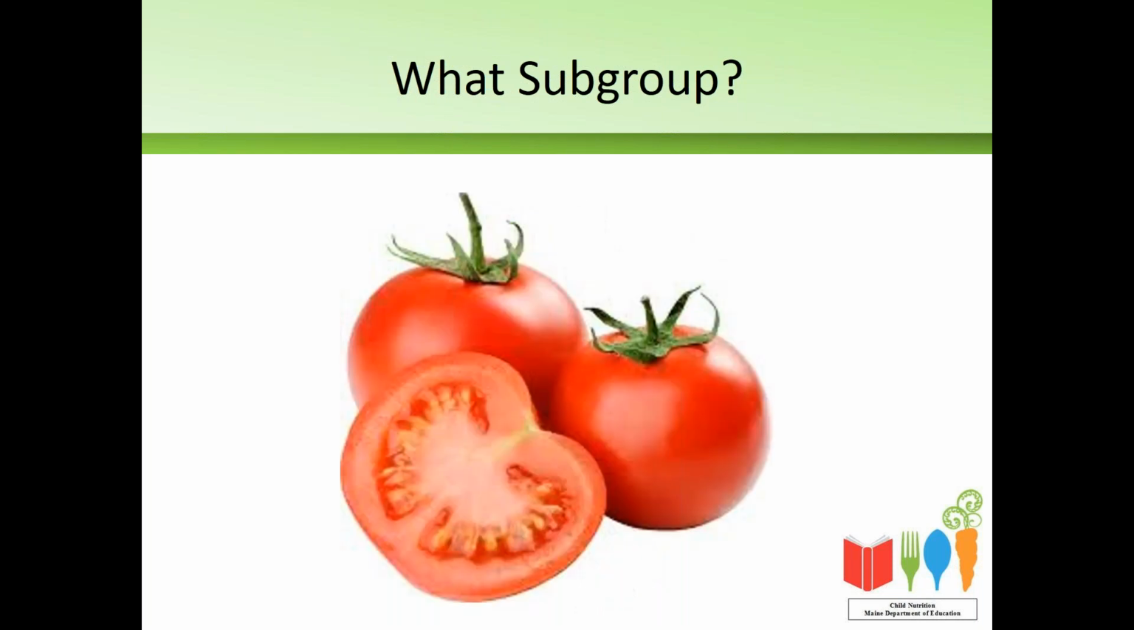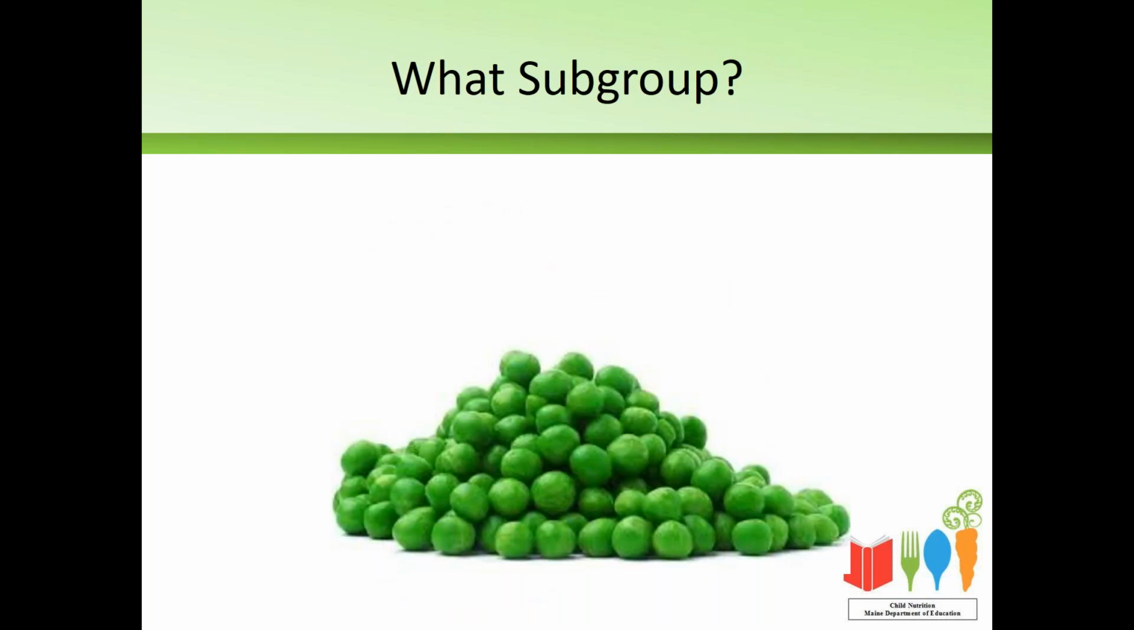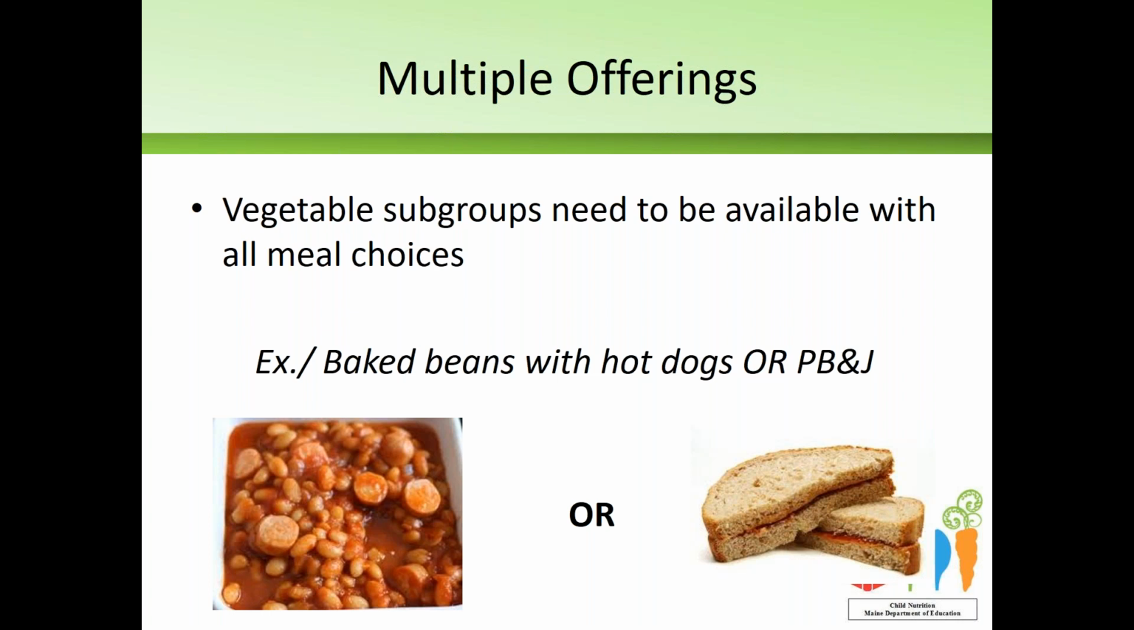How about tomatoes? Tomatoes falls under the red-orange category. So that's an easier one. And lastly, we have green peas. And as you might imagine, peas are considered a starchy vegetable. So pat yourself on the back for getting those right.